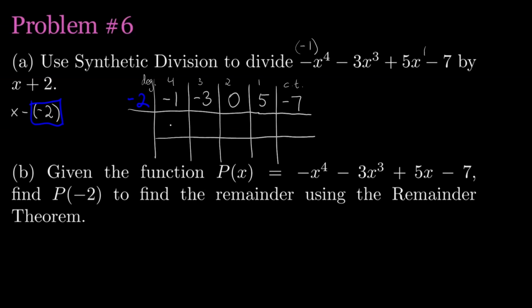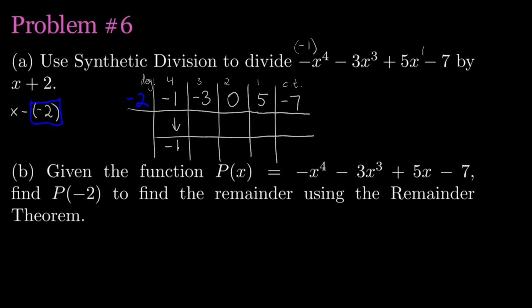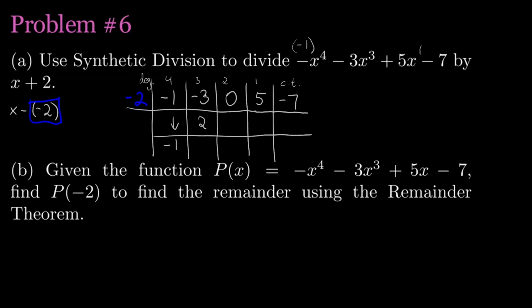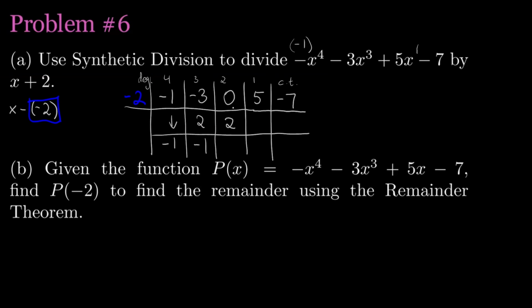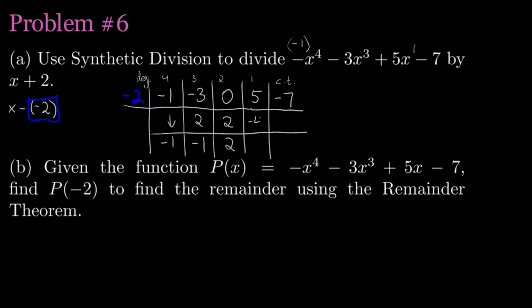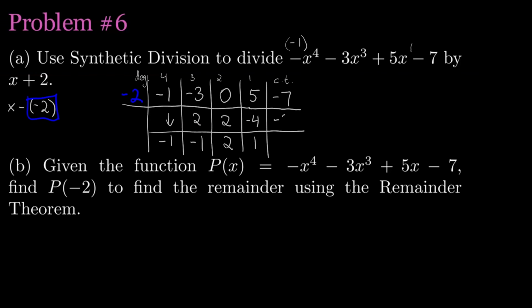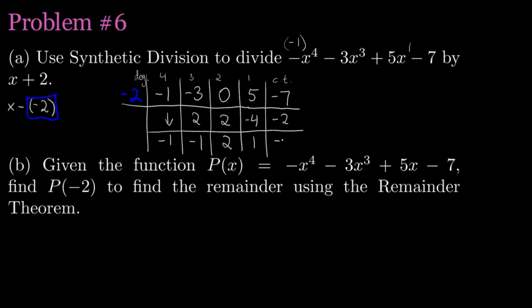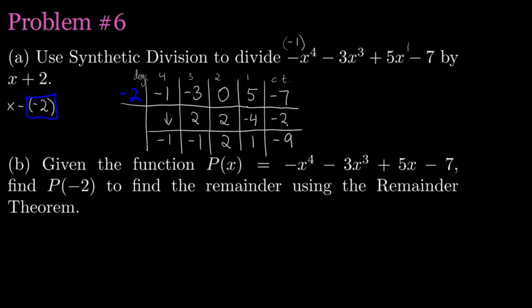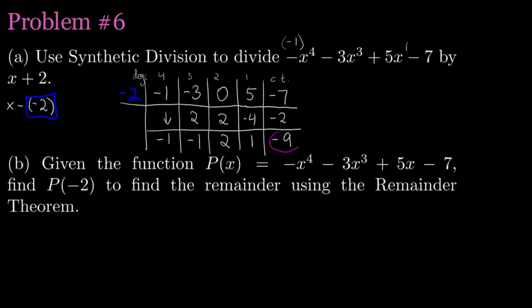We bring the leading coefficient down, multiply by the number associated with the divisor, add the numbers in the column, and keep going. And at the end, negative 2 plus negative 7 is negative 9, and that's the remainder of our division.